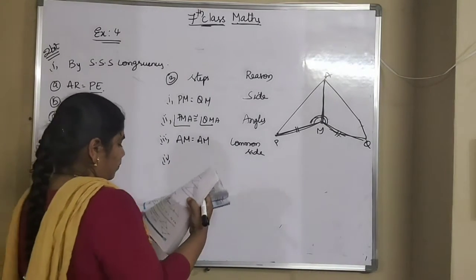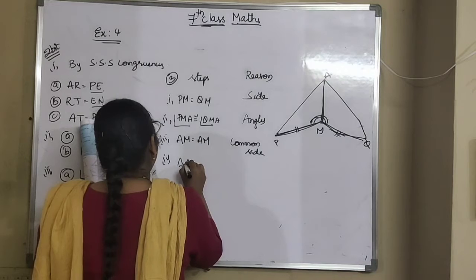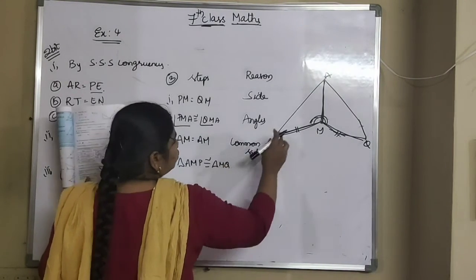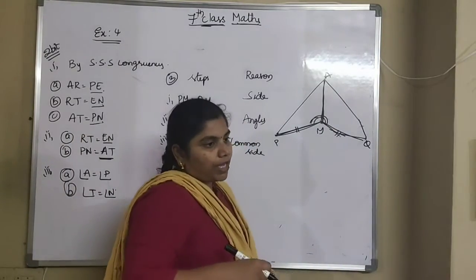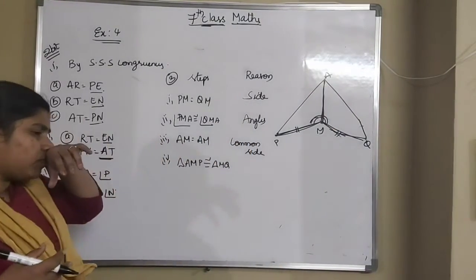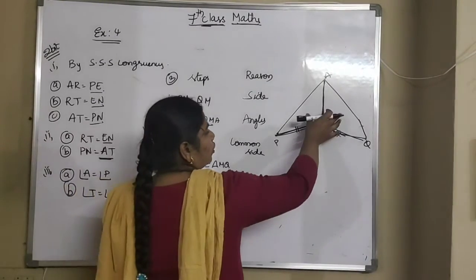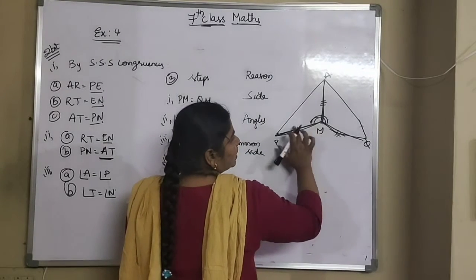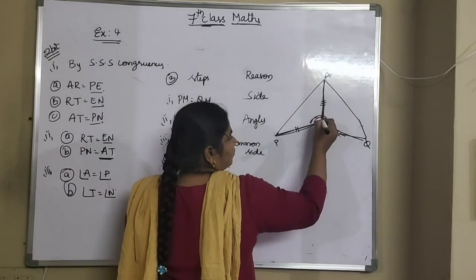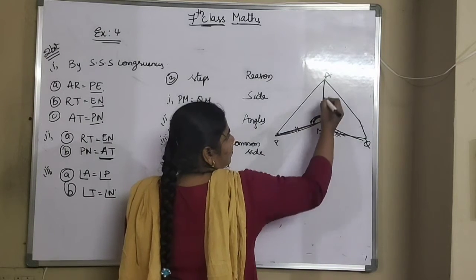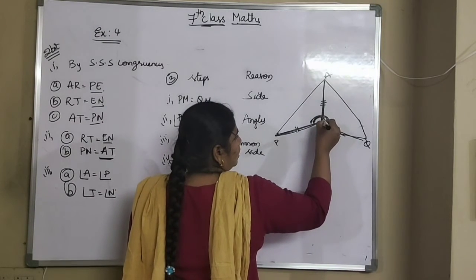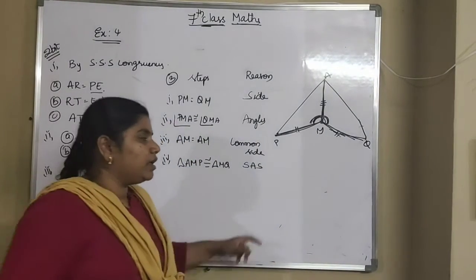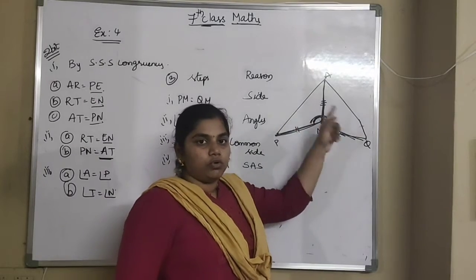Fourth one is triangle AMP is congruent to AMQ. So these two triangles are congruent to each other. By using which criterion can you say these two triangles are congruent? This is a common side. Already they have given these two sides are equal. So side, angle, side. By using SAS congruency, you can say that these two triangles are congruent to each other.